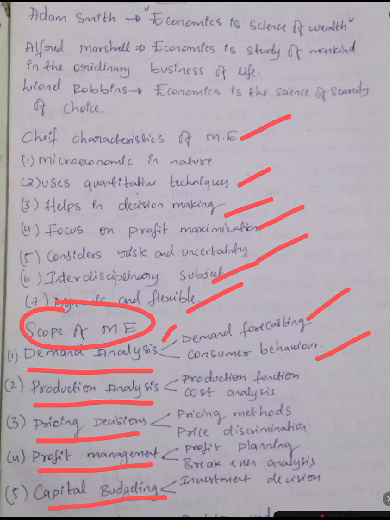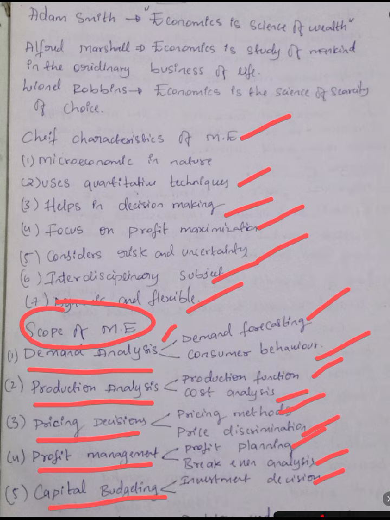I hope you understood. Now, production analysis. Here, we are going to study two things, production function and cost analysis. Now, pricing decisions. Under pricing decisions, we are going to cover pricing methods and price discrimination. Profit management: what do you mean by profit management? Here we are going to discuss break-even analysis and profit planning.